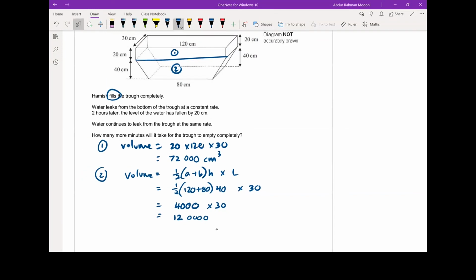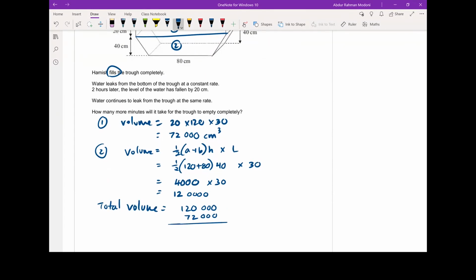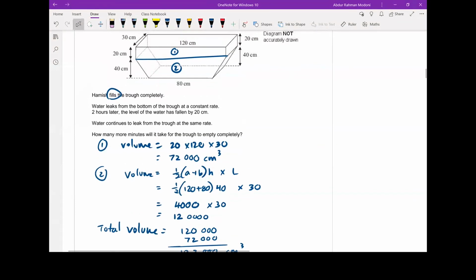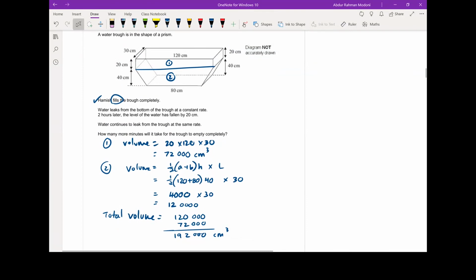So the total volume is equal to this 120,000 plus the 72,000 that we had, and that gets us our total volume, which is 192,000 centimeters cubed. That's all from this first line. Hamish fills the trough completely. By doing things like that, you are actually picking up method marks. So don't overlook this, and make sure you always show your working.